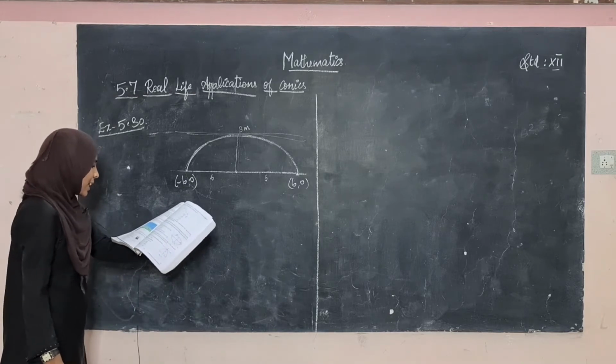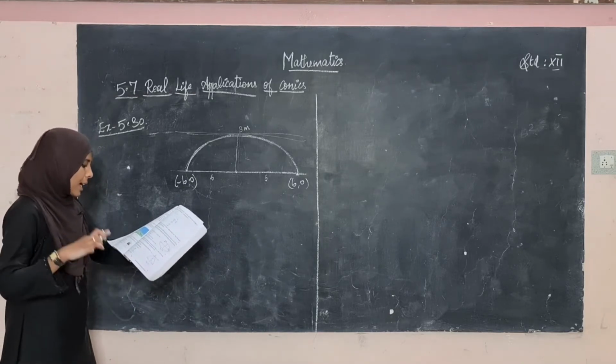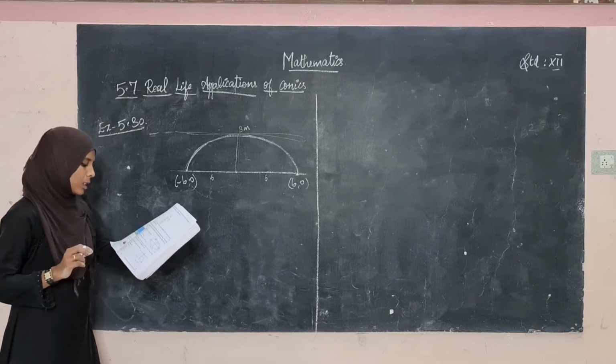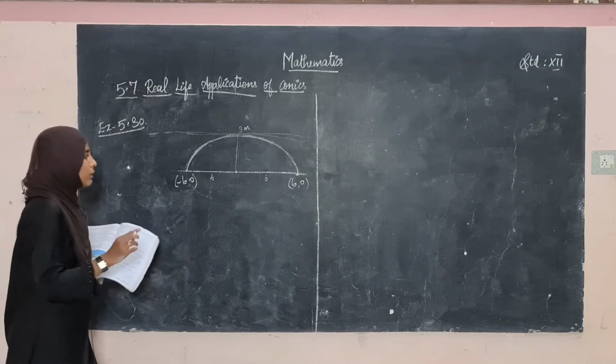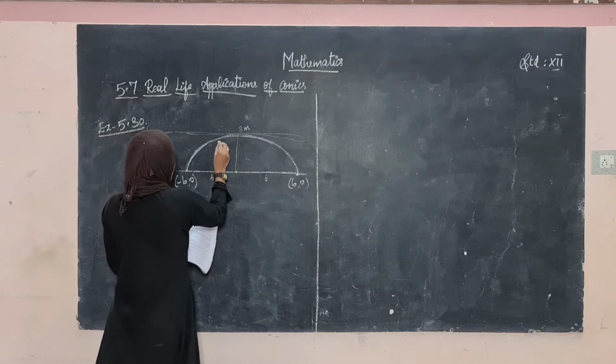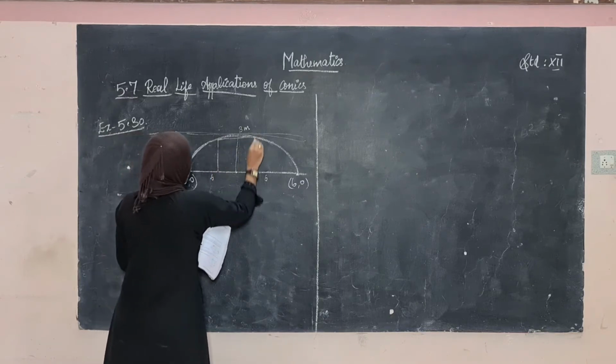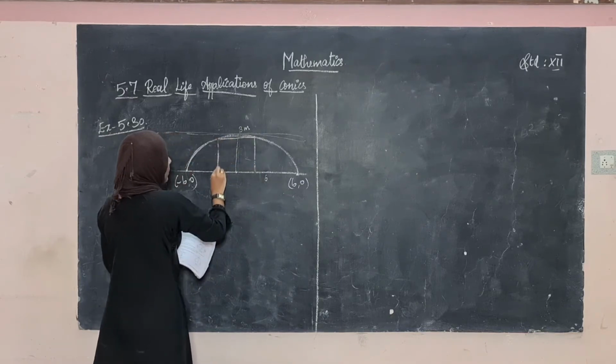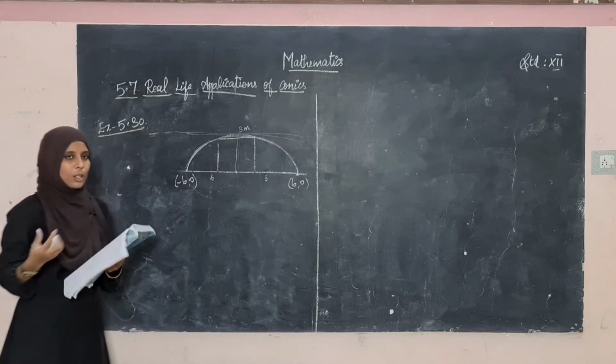Okay, a truck has a width of 3 meter and a height of 2.7 meter. Will the truck pass? So let this be the truck. Truck means it will be in the form of a lorry, right? Lorry truck, you know, that's the lorry.